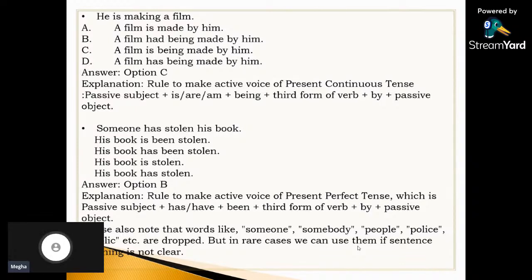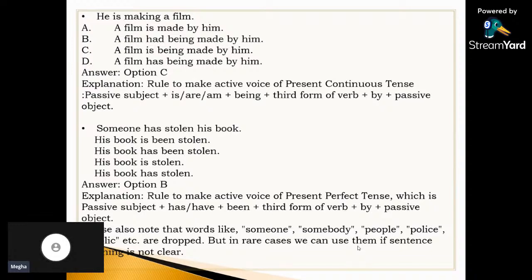Okay. So one more last example here we have is someone has stolen his book. So someone has stolen, that is present perfect tense. Stolen his book, it is stolen. Has, not had, correct? Someone had stolen his book, that is past. Has stolen, so it is present perfect tense, not continuous because the action is not being performed, right? It has already been performed. So present perfect tense. So now you have to change it.